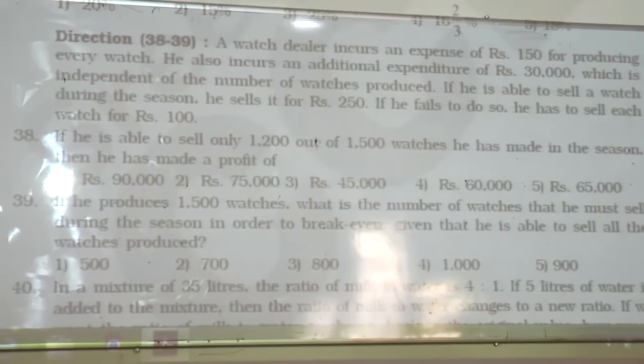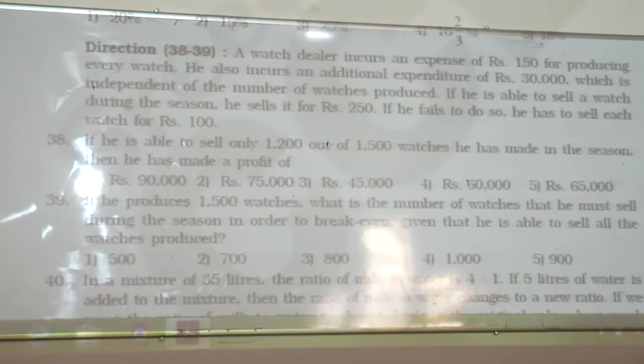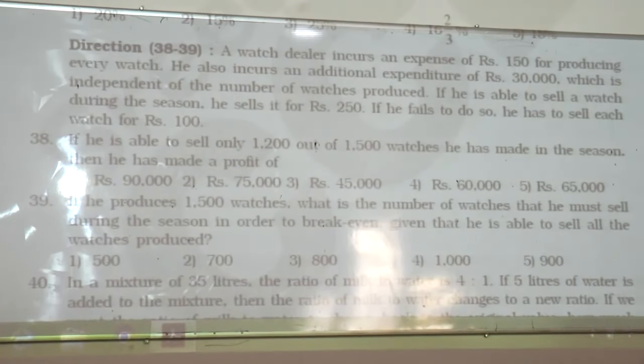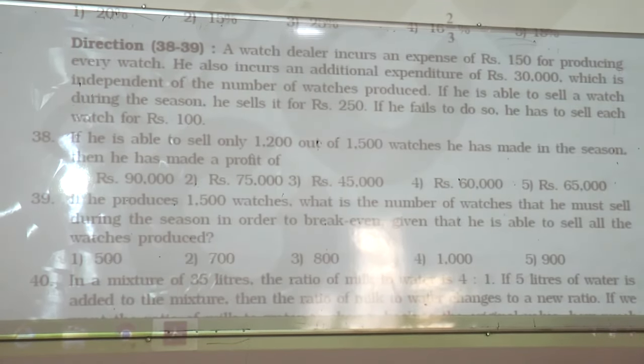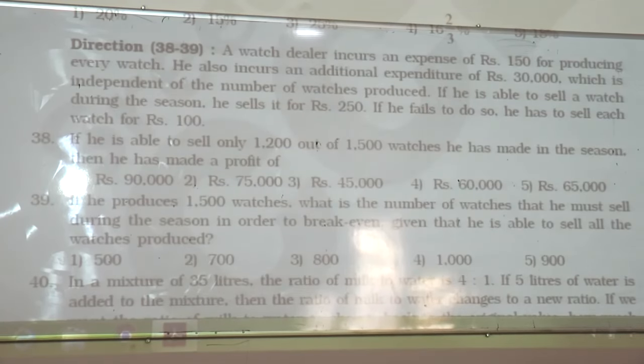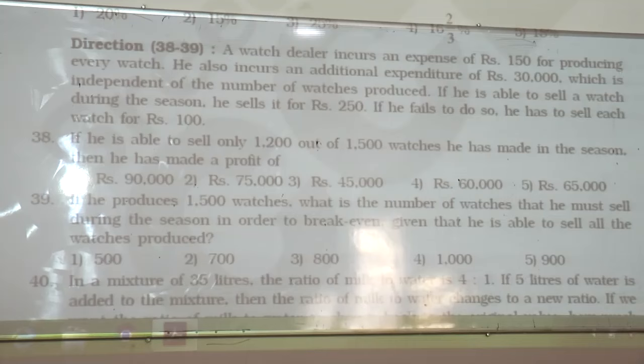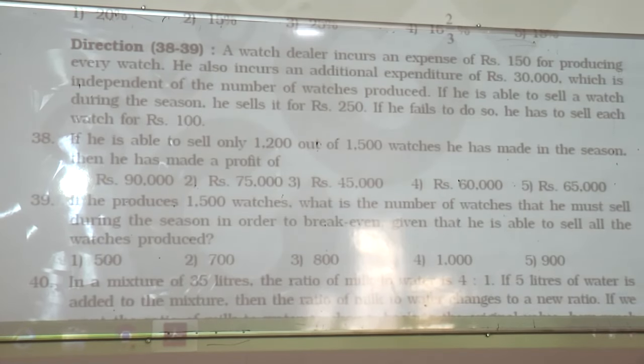A watch dealer incurs an expense of 150 for producing every watch. So the cost price of every watch is 150. He also incurs an additional expenditure of 30,000, which is independent of the number of watches produced. So whether you prepare one watch or 1,000 watches or n number of watches, that extra 30,000 rupees is a fixed expenditure.